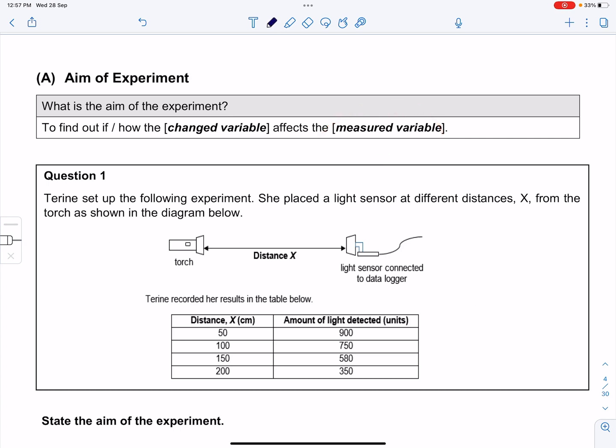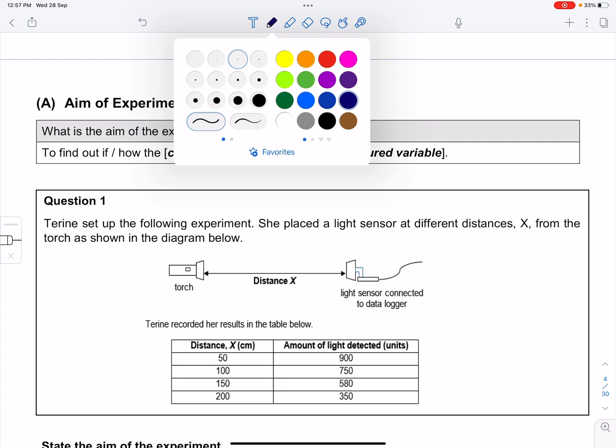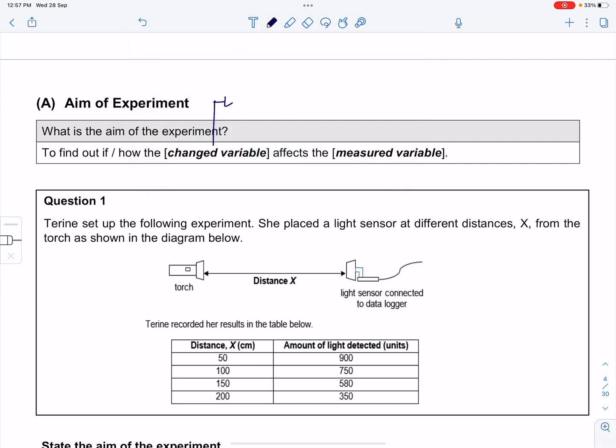So of course the first thing we then need to know is what exactly is the change variable. The change variable can only be one, and you get to decide. You are able to change it, and that should be the only variable that changes. Okay? You have control over it. So what do I mean by that?